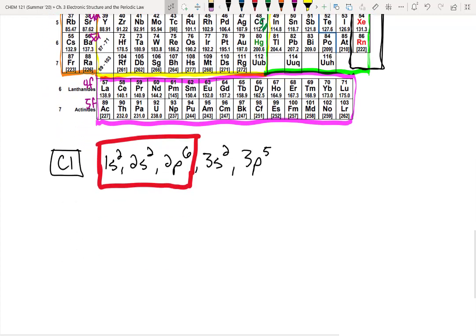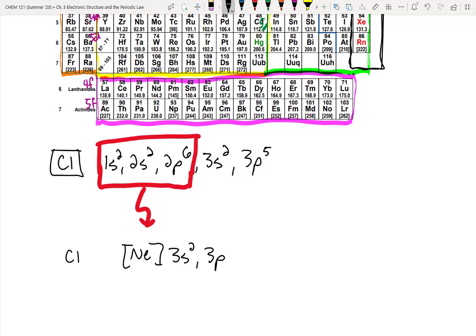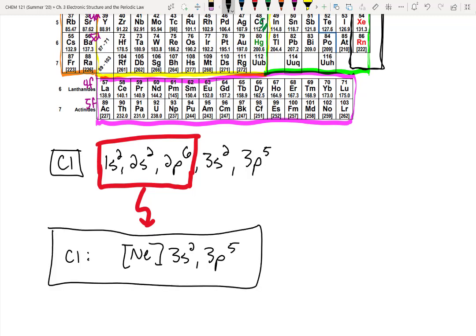So what we can do is simplify this and basically say, all right, find the symbol right before and just change it to that halogen. So in this case, we could say chlorine, let's abbreviate this, would just be neon, and we'll put that in brackets, followed by 3s with 2 electrons, followed by 3p with 5 electrons. So you could write it this way as well. This is called the noble gas configuration. It just kind of simplifies things.